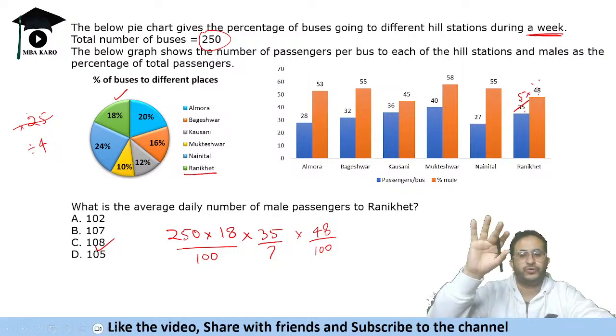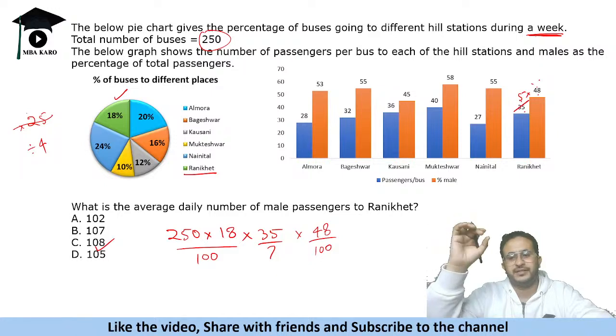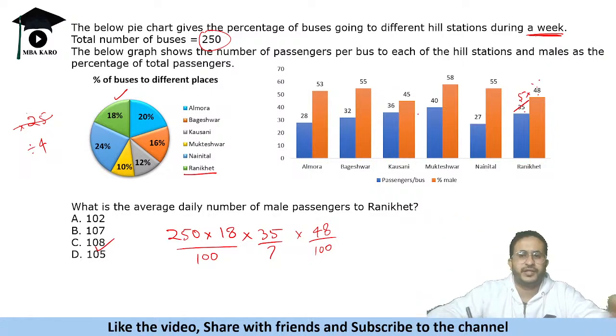Now don't worry about decimals and fractions, ki kahan pe zero lagega and all. Just do it in a mental format. 24 into 25, we get 600, you will get 6 into 18, 108, and you can directly do it. Otherwise ऐसे लिखना है, लिख सकते हो. No harm in doing it.